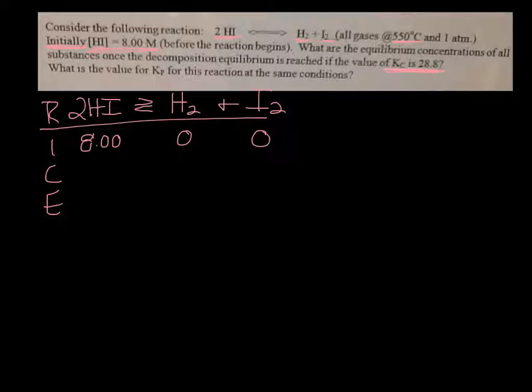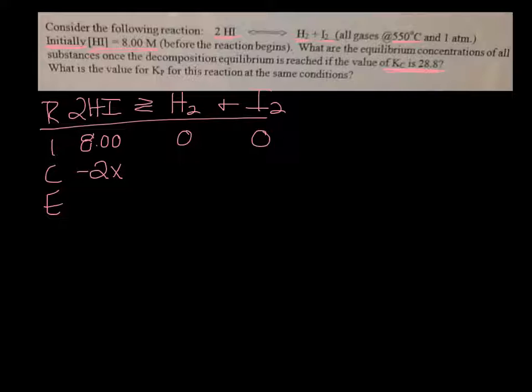This is where the change line comes into play. And here we got to think a little algebraic, in a little bit of an algebra mind. What is going on here? We're going to lose HI. HI should be going down. So the hydrogen iodide is going down. We're not sure how much, but we do know we're going to say it goes down by 2x.